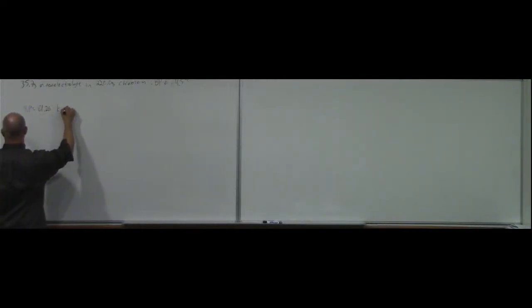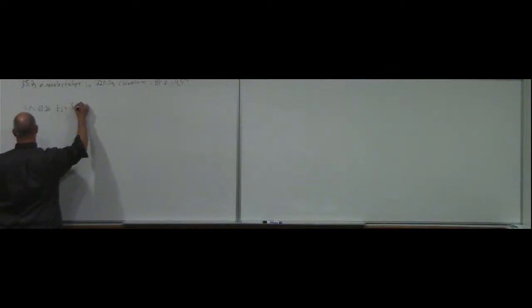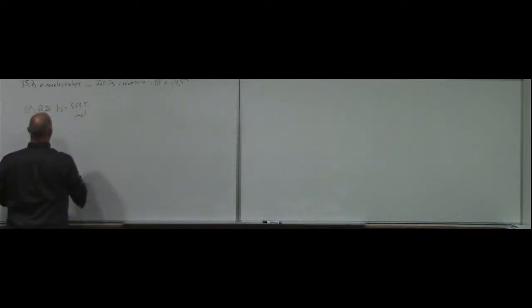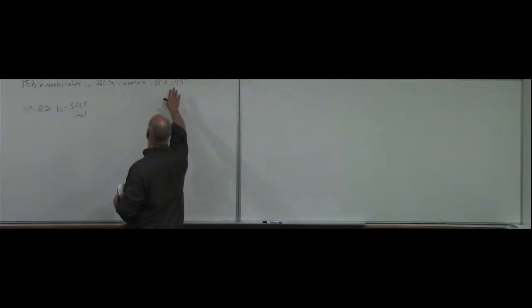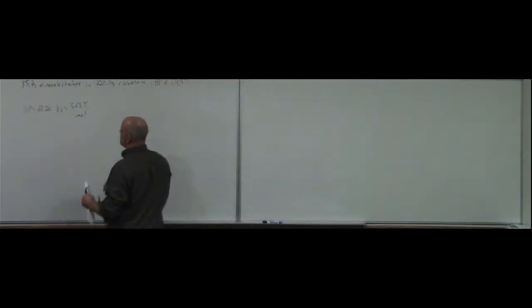Chloroform normally boils at 61.26 and its Kb is 3.63 degrees centigrade per mole. Okay, so we are now boiling at 64.5. So I need to subtract this from that, right? That makes sense.